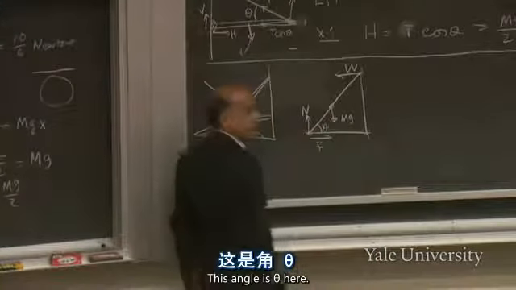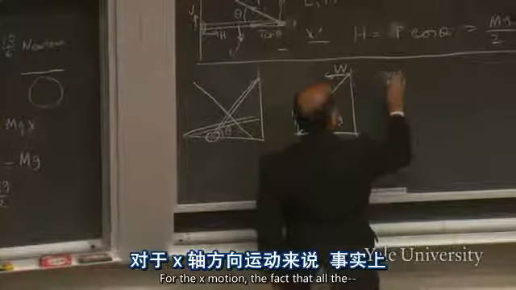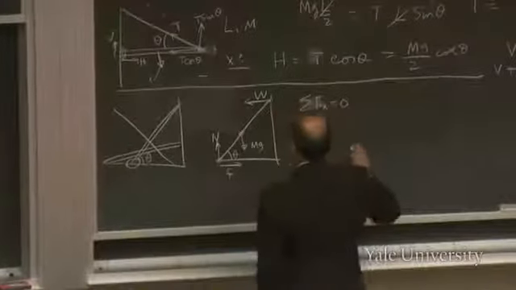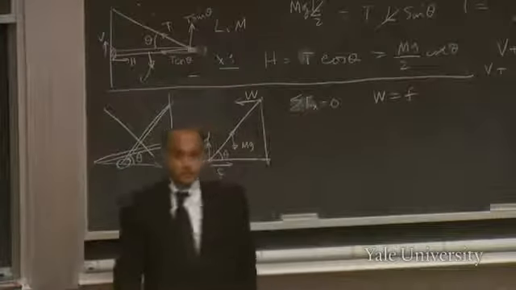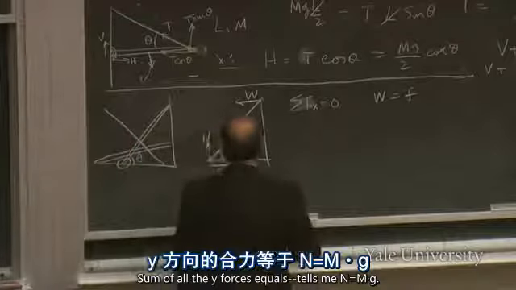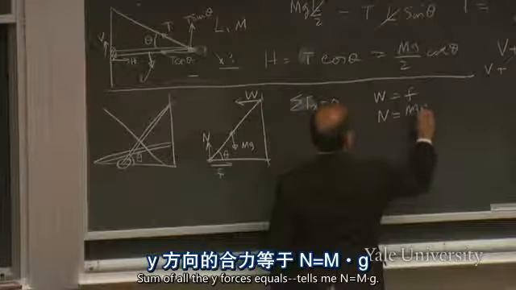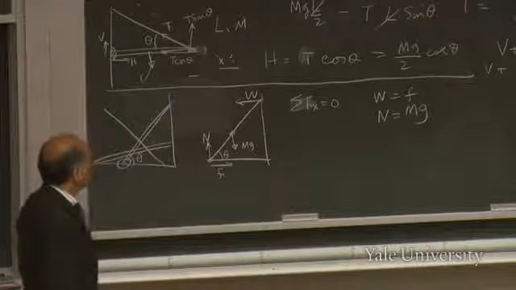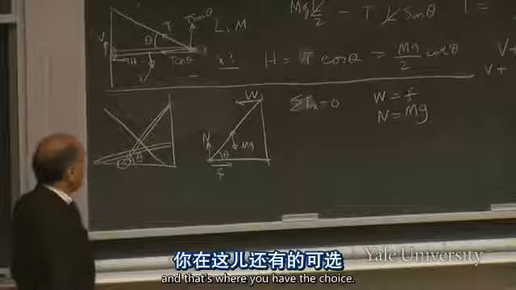This angle is theta here. For the x motion, maybe I should write it, the sum of all the x forces is 0, simply says W equals F. The sum of all the y forces tells me N equals mg. Right. All that is left is the torque, and that's where you have the choice.